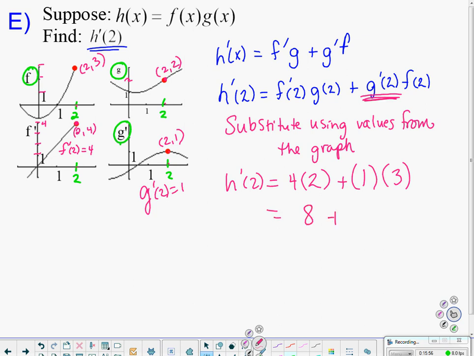When I evaluate a derivative at a numeric point, I'm going to get a numeric answer. H prime of 2 is 11. The slope of the function h, the slope of the tangent line of the function h at 2 is 11.